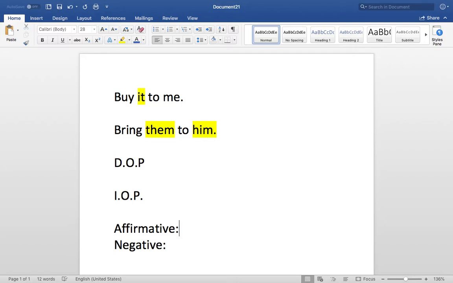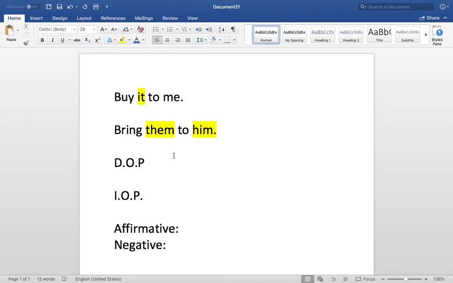For example, the negative will be: do not eat candy, do not close the door. And affirmative will be: eat your soup, study for the test you're going to have tomorrow. That's affirmative.